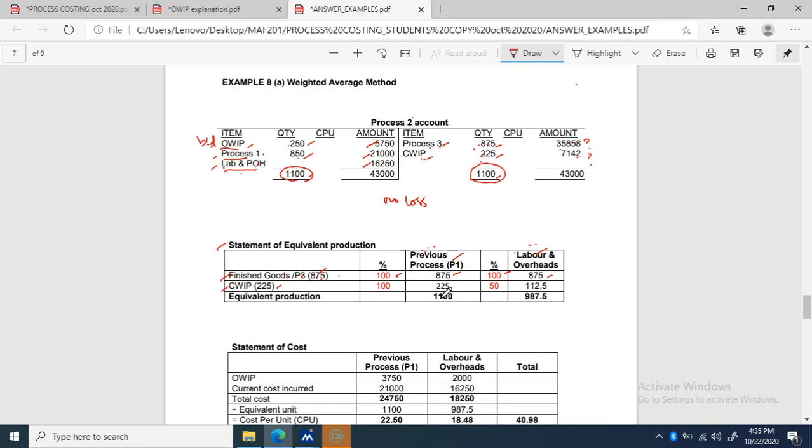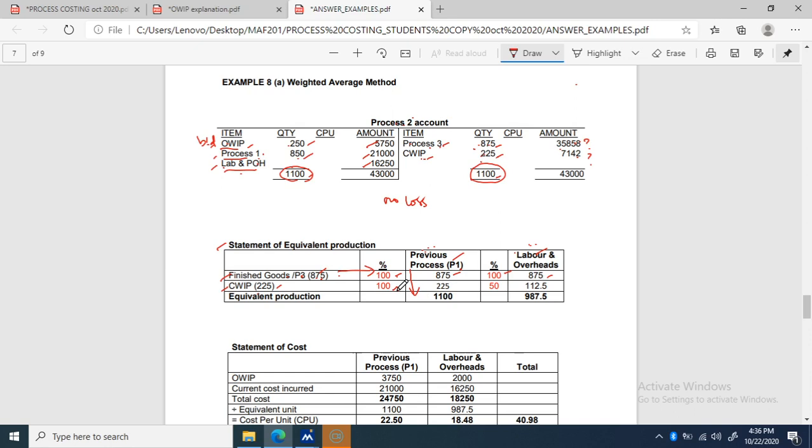Previous process, that means the process before process 2. So that means process 1. In order to transfer to process 2, process 1 should be completed. That's why for the finished good, this row should be 100% and this column for previous process should be 100%. So that's why this is also 100%. If P1 is not completed, we cannot transfer to P2. For example, if we do not complete printing, we cannot proceed to binding. So that's why the previous process should be 100% completed.